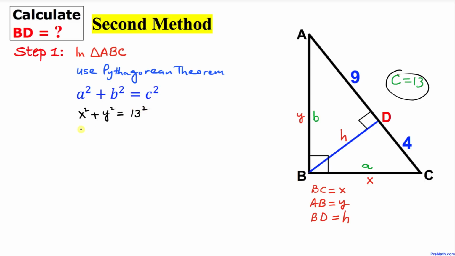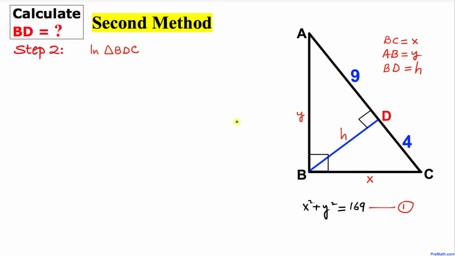Let's simplify further. So we have X squared plus Y squared equal to 169, and I am going to call this equation number 1. And here's our next step.